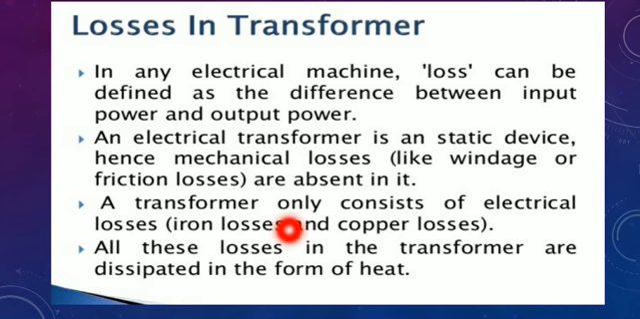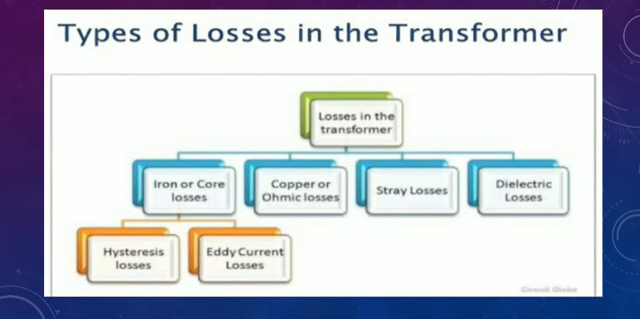All these losses in the transformer are dissipated in the form of heat. So 99% of losses are dissipated in the form of heat from the transformer. So that is electrical losses. Now let us come to the types of losses in the transformer.